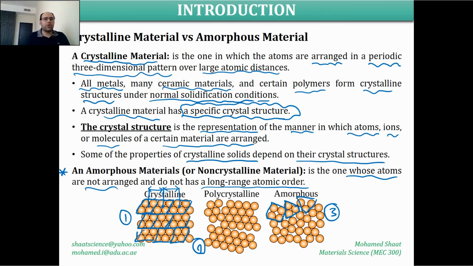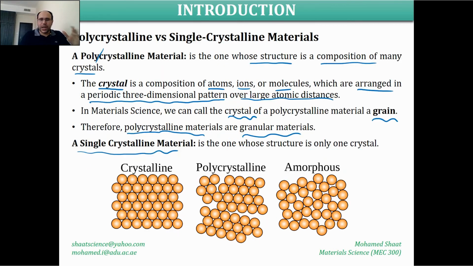So in general, we could have crystalline materials. They could be either just one crystal that forms a material, or you may have a material that is composed of multiple crystals at once to form one material. If it is multiple crystals, it's going to be polycrystalline. If it is a single crystal, it's going to be a single crystalline material. It is the one whose structure contains only one single crystal. This is a single crystalline material.